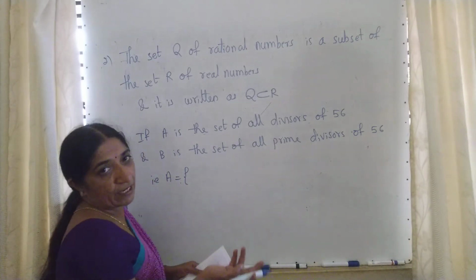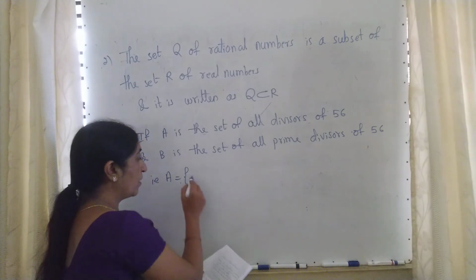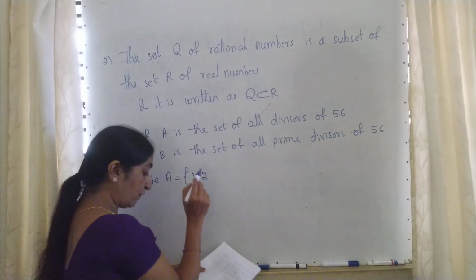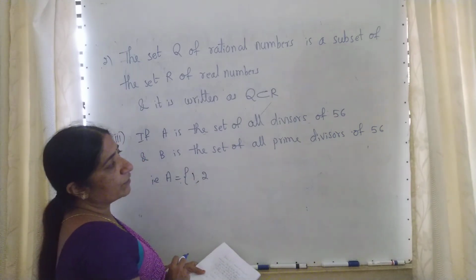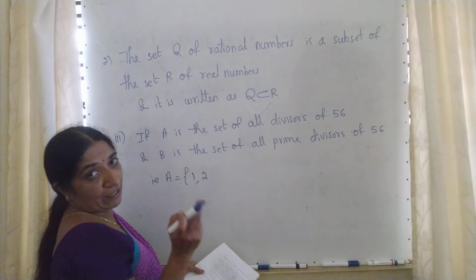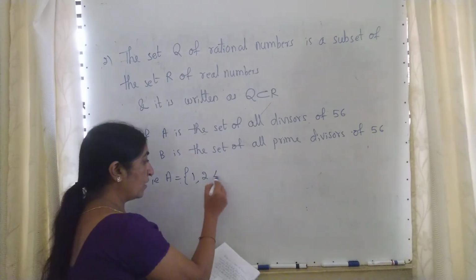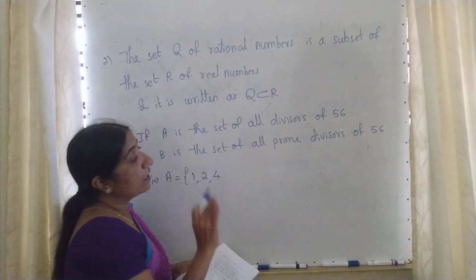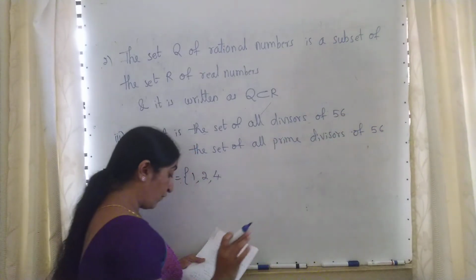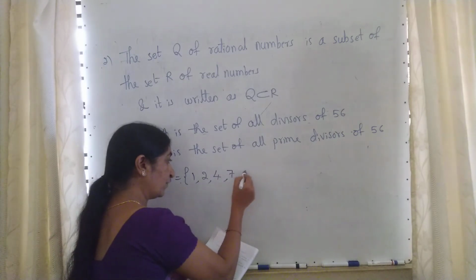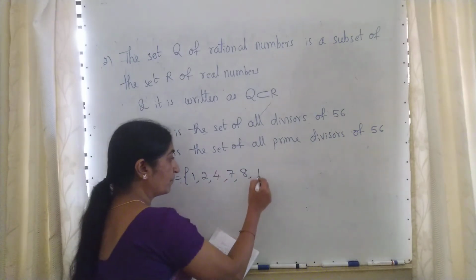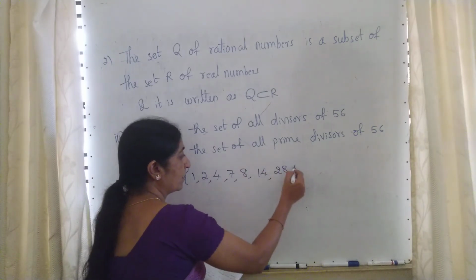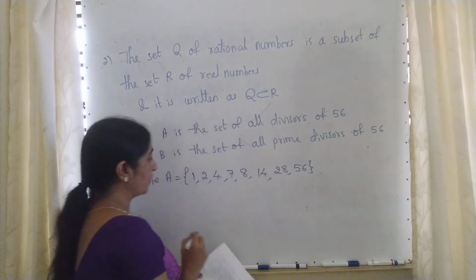Usually when we say divisors we write positive numbers. 1 divides all the numbers. 56 is an even number, so 2 divides 56. Does 3 divide 56? No, because 5 plus 6 is 11, and 11 is not divisible by 3. And 4 is a divisor of 56. It is not divisible by 5 because it does not end with 0 or 5. Then 7 divides 56, 8 divides 56, 14 divides 56, 28 divides 56, and 56 itself divides 56.